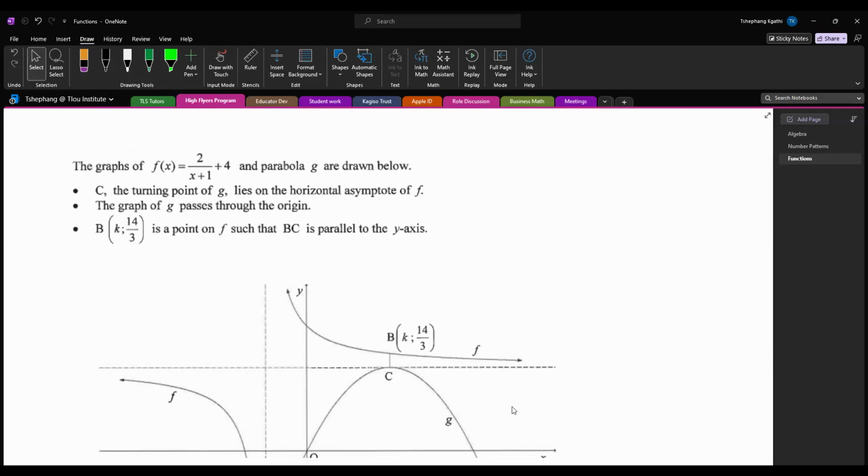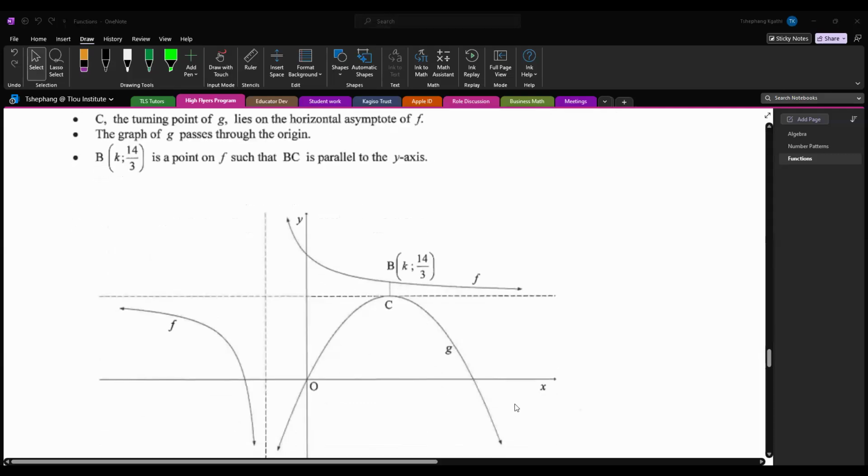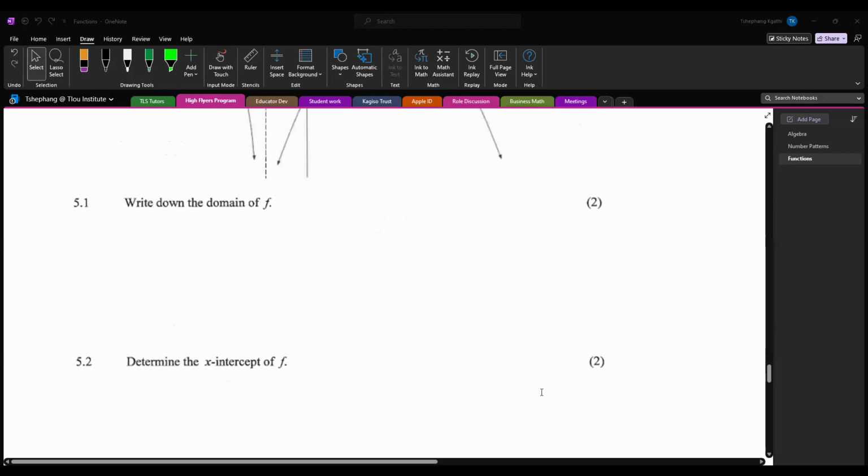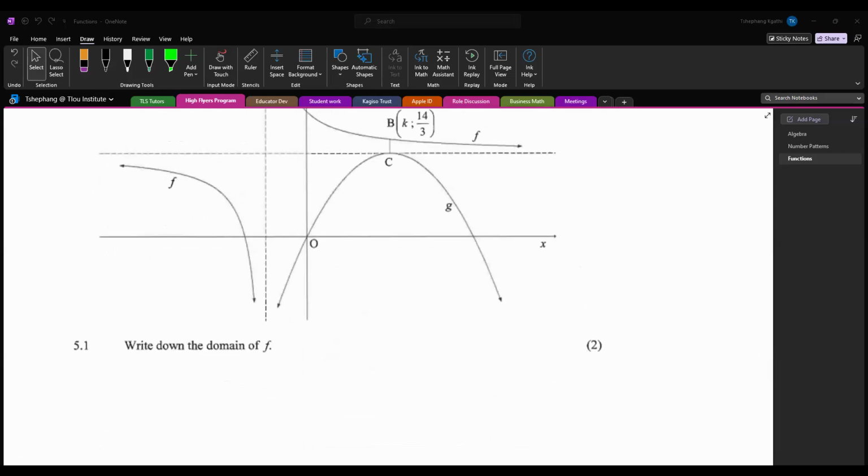Coming back to our question here. So I was just saying that B, which has coordinates K and 14/3, is a point on F such that BC is parallel to the x-axis. Okay, that's fine. Then the first question says, write down the domain of F.